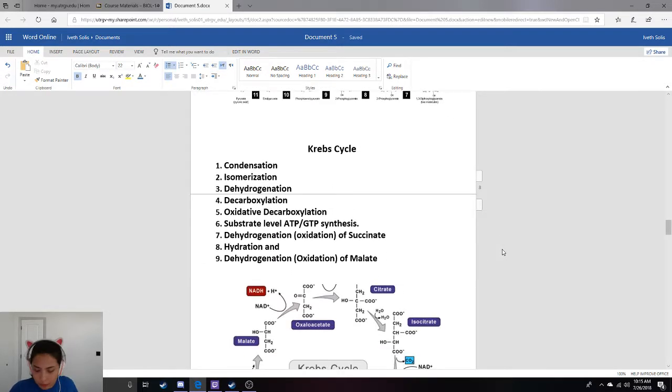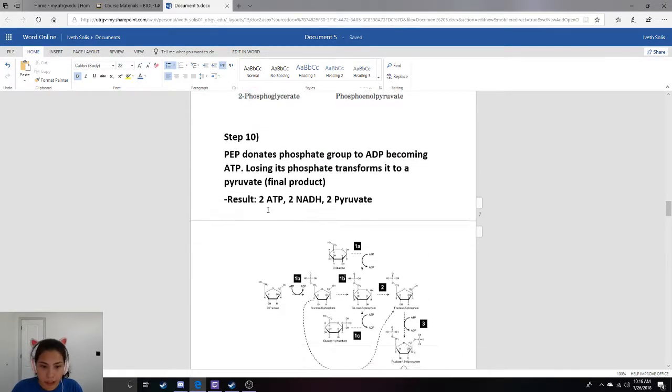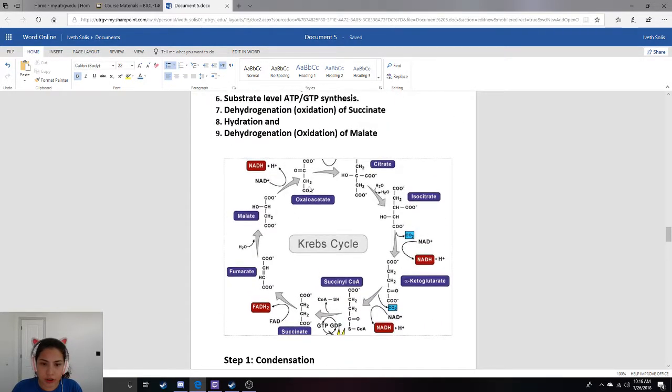Then on to the Krebs cycle. In the Krebs cycle, we finished here with the pyruvate. This is gonna go on to oxaloacetate. In oxaloacetate, there are the 4 carbons.